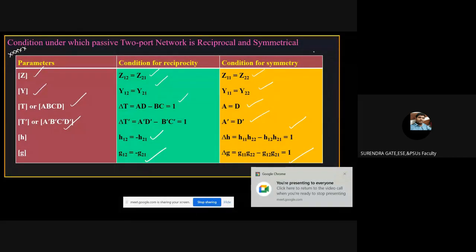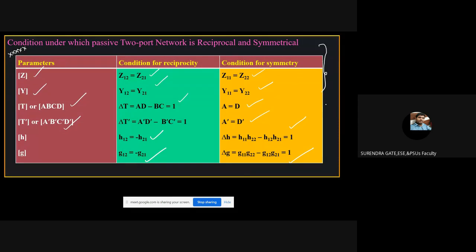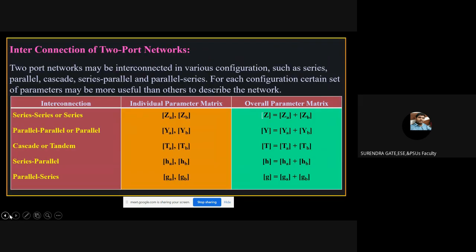Clear, students? These are the conditions for reciprocity and the conditions for symmetry in terms of different types of parameters of a two-port network. Okay, this is about how to find the symmetry and reciprocity for a given two-port network. The next very important topic: interconnection of two-port networks.